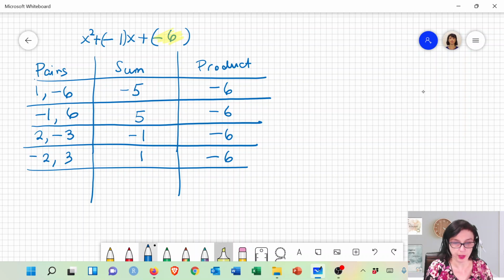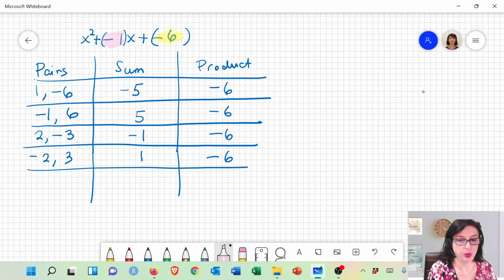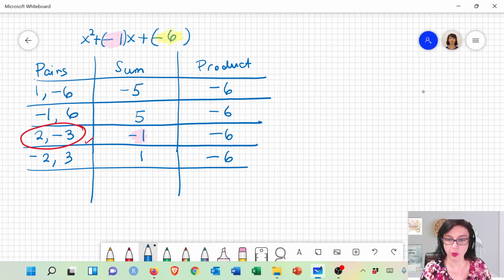So which of them would add to -1? Okay, so what do I see? Right here, I see that. So the winning pair is this guy right here, 2, -3. So how am I going to factor it? So let's put the x here. So I'm going to have x plus 2, x minus 3.